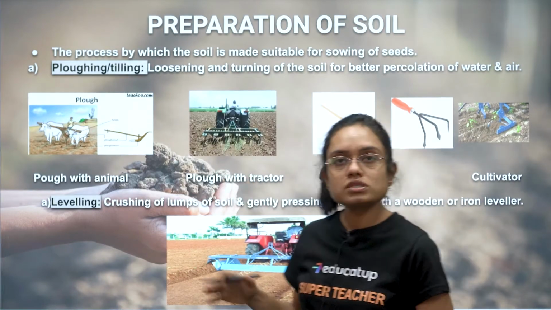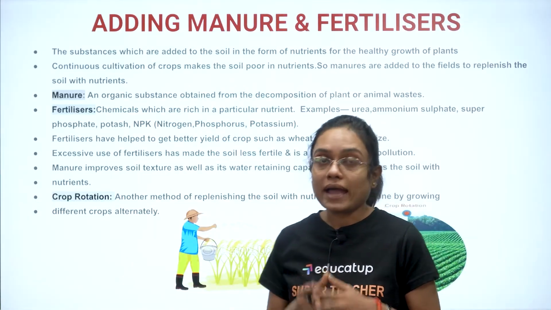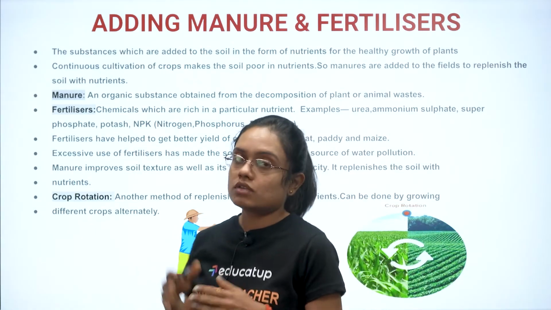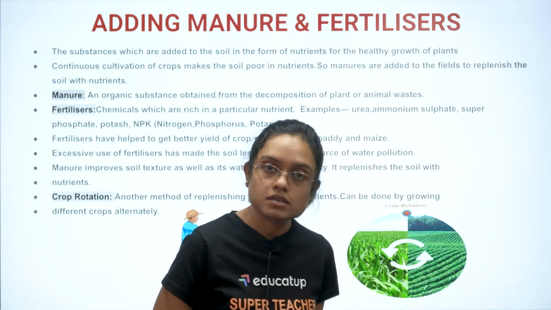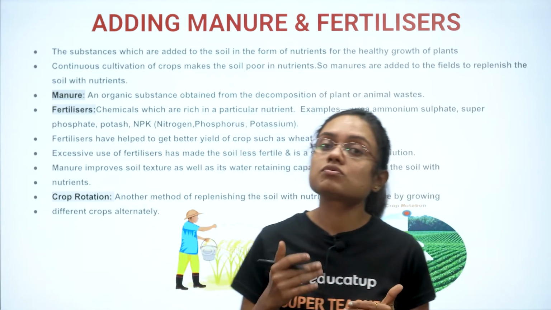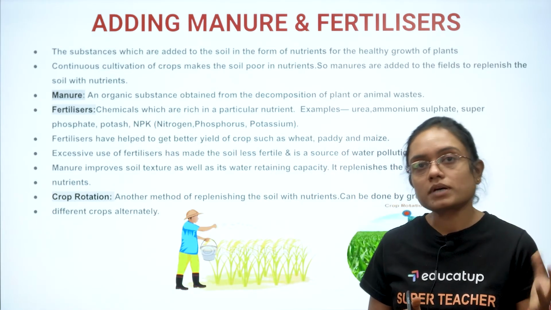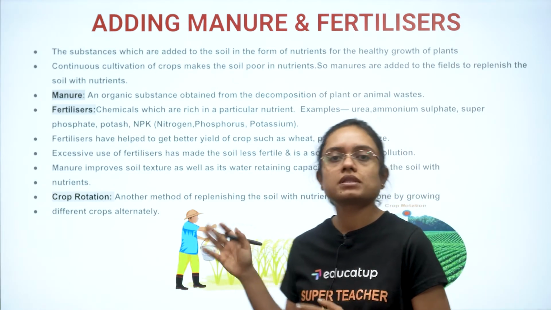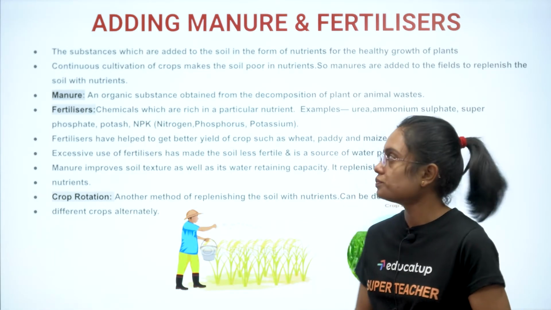So these are the 2 steps in the preparation of soil. Let's move ahead. Now, adding manure and fertilizers. You need to understand what are manure and fertilizers. These are basically the substances which will increase the fertility of the soil. Soil की मिट्टी की उपजाऊता को बढ़ा देते हैं. ठीक है, खाद पदार्थ आप जिन्हें हिंदी में कहते हैं. These are manure and fertilizers.